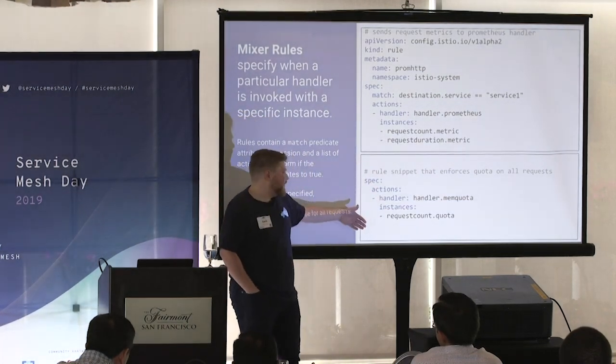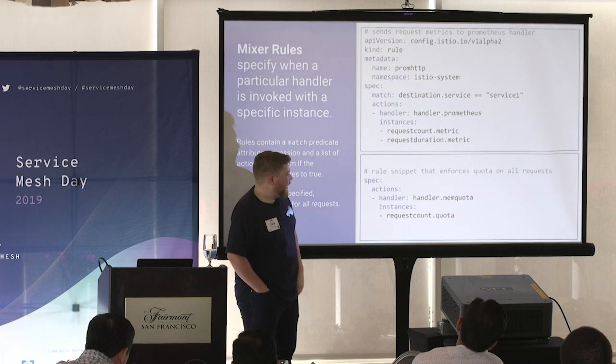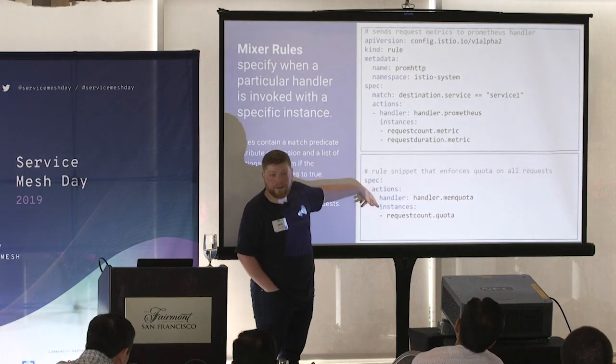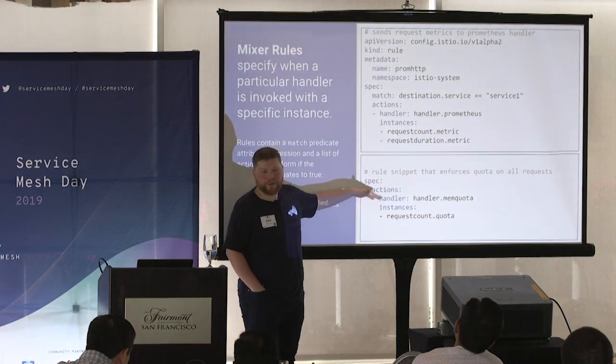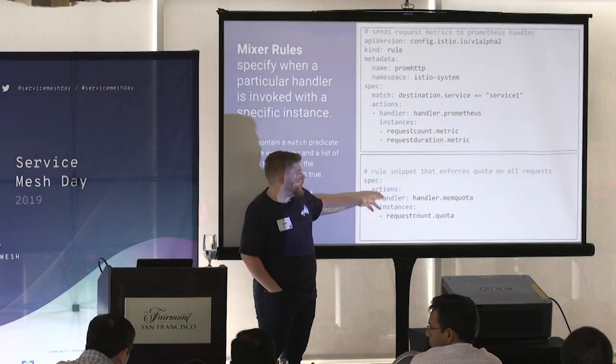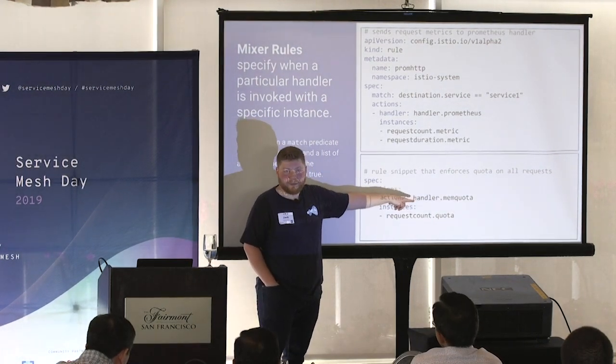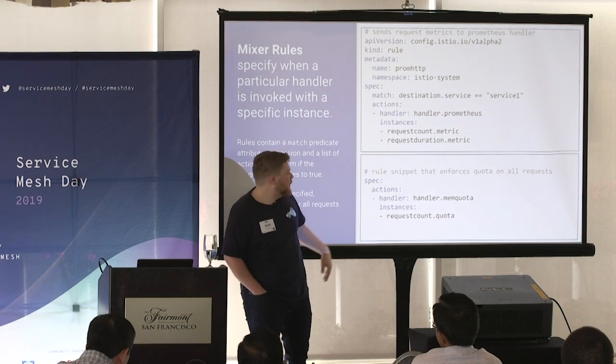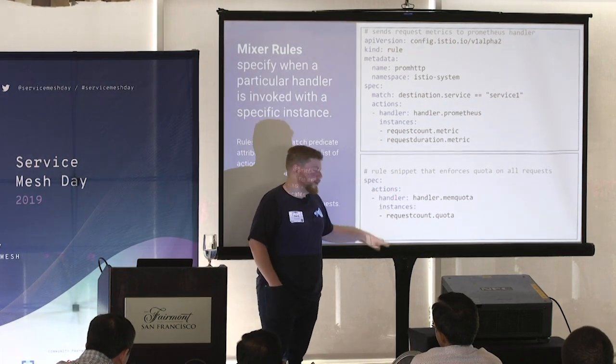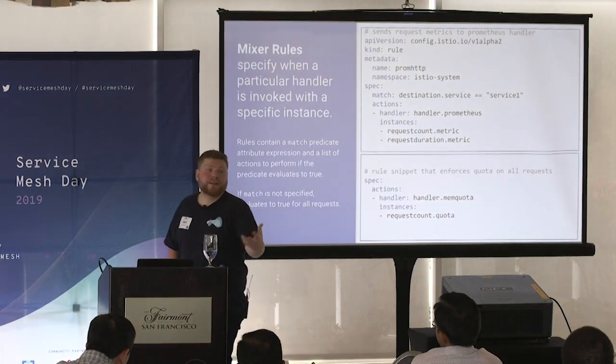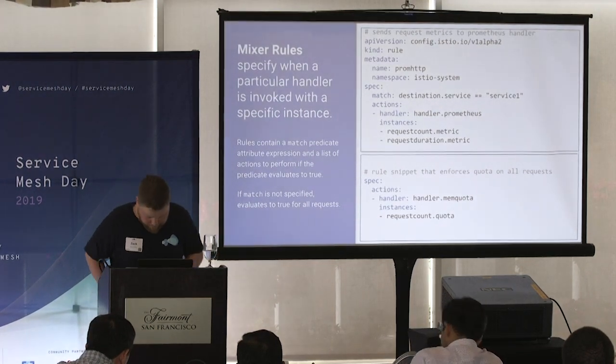This one is a quota configuration. It says, hey, there's no condition. So for every request, so if there's no condition, it defaults true. For every request, call our quota implementation, our rate limiting implementation, and pass it the request count quota object so that it can make a quota decision.